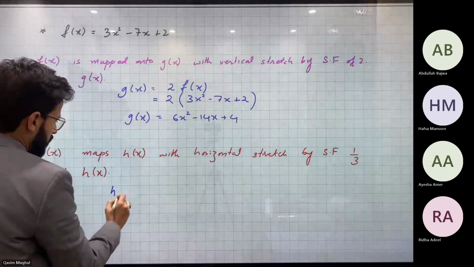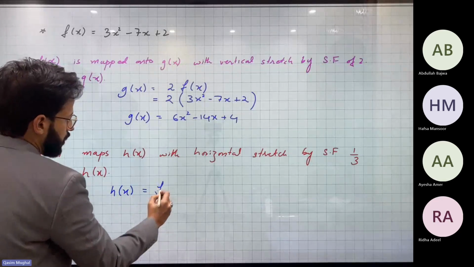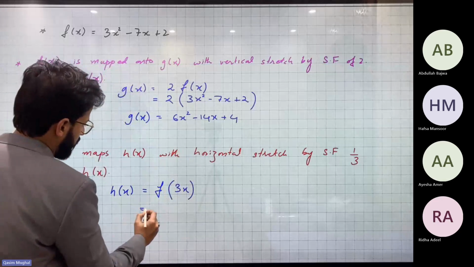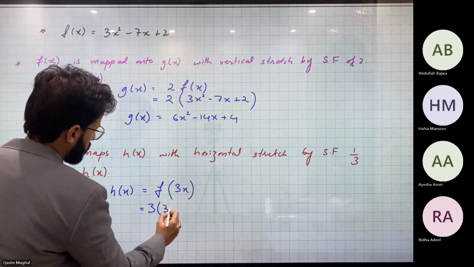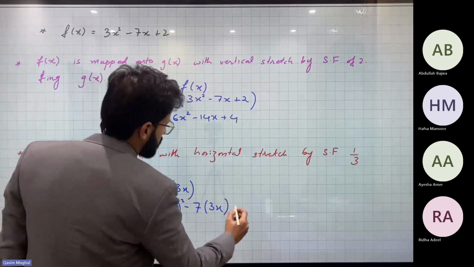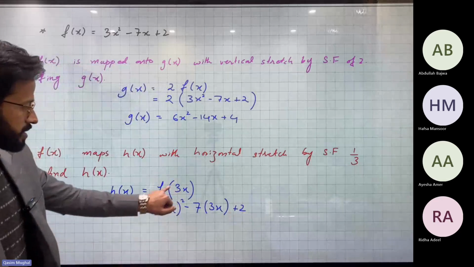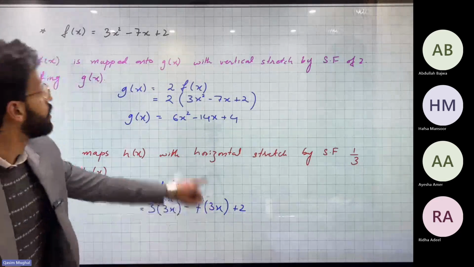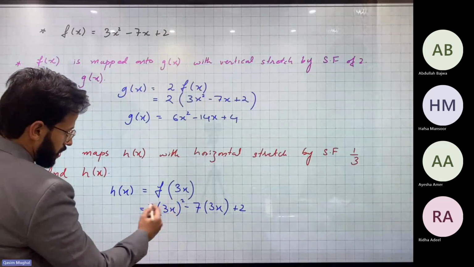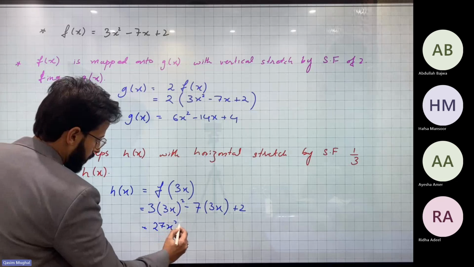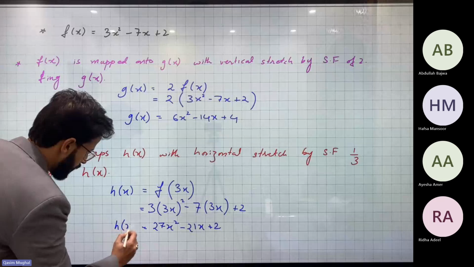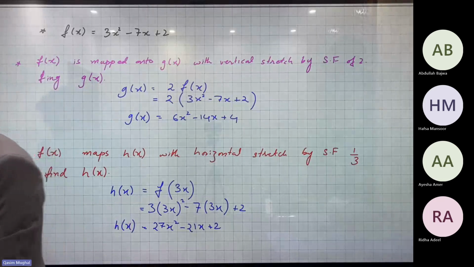Let's do this one. h of x is actually f of 3x. Let's find f of 3x now. 3 into 3x whole squared minus 7 into 3x and then plus 2. All we have done is replace the x of the function f with 3x. And that is going to give us 3 squared is 9, 9 times 3 is 27, x squared minus 21x plus 2. This is your h of x. I hope you all got it right. Great.